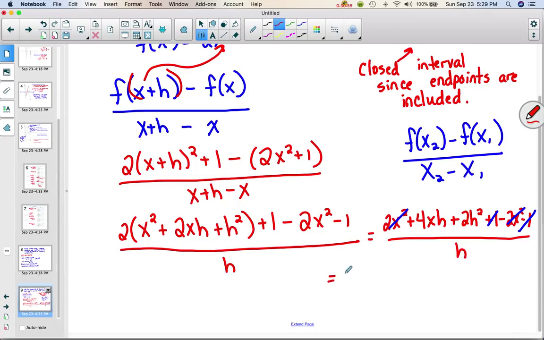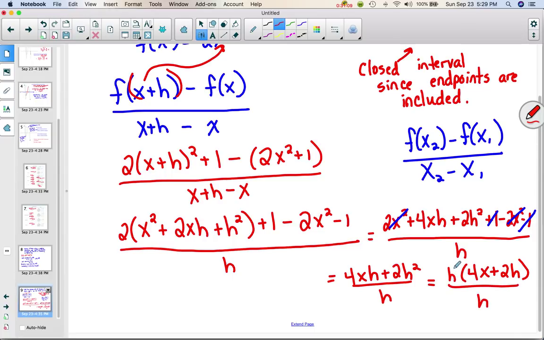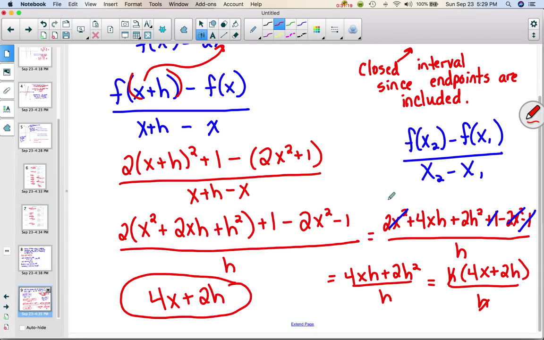So now we have 4xh plus 2h squared over h. I can factor out an h and cancel. So I end up with 4x plus 2h. I know that was long, you can always rewatch that if you need to. Sorry it's so long today.